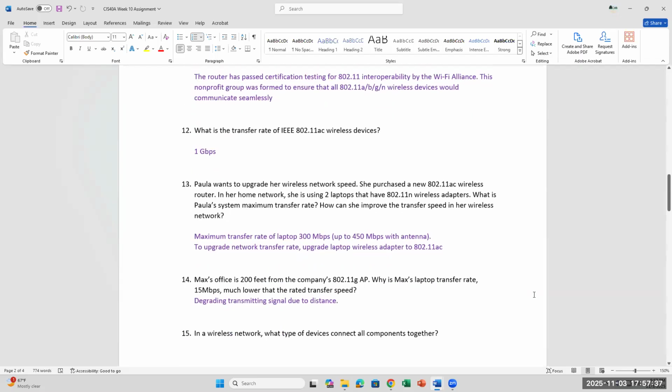All right, 14. So we know that she needs to buy adapters, maybe USB adapters. That's probably the easiest, right? $20 each. That's a $40 upgrade, and your transfer rate is tremendously improved. 14. Mac's office is 200 feet from the company's access point. Why is Mac's laptop transfer rate at 15 megabits per second much lower than the actual standard speed? Why? Because of line of sight, right? Because there's degrading in signal due to distance. So how do you solve this problem?